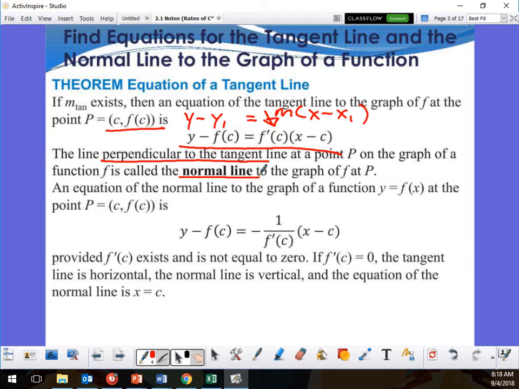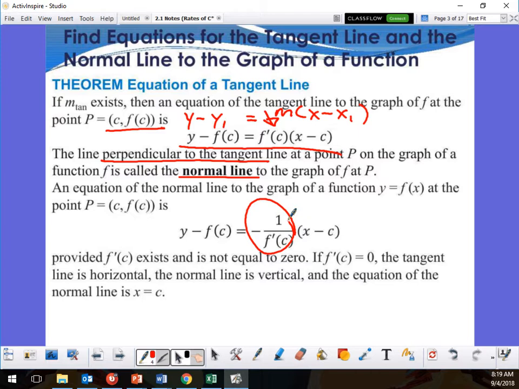So it's going to be perpendicular to the graph at point P. An equation of the normal line to the graph of a function y equals f of x at the point P is, now remember, perpendicular: the slopes are going to be opposite and reciprocal. I know you just wrote that down because that is very important. So if my slope starts off as 1 over 4, the opposite reciprocal would be negative 4 over 1. Right? Okay, good.